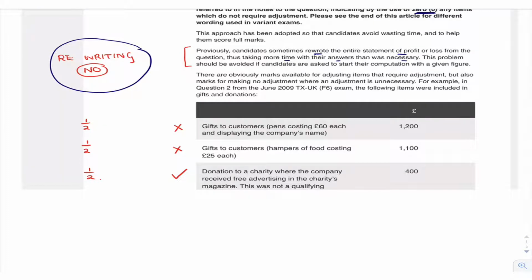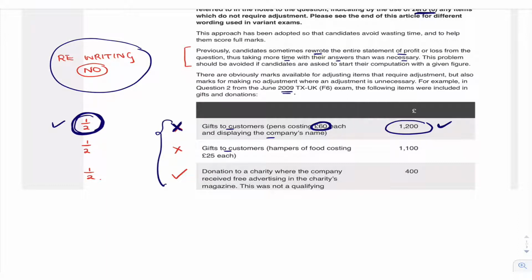In the 2009 exam, this was the statement of profit or loss that was given, and these were the items that were actually given. So we have gifts to customers displaying the company's name, costing $1,200 in total and £60 each. You know that if you're gifting a customer, it cannot be above £50, so this cannot be an allowable expense. For adding this amount back, you were given half a mark. So you need to do that individual addition to get the half a mark.